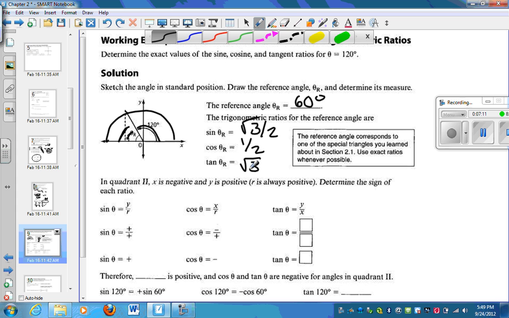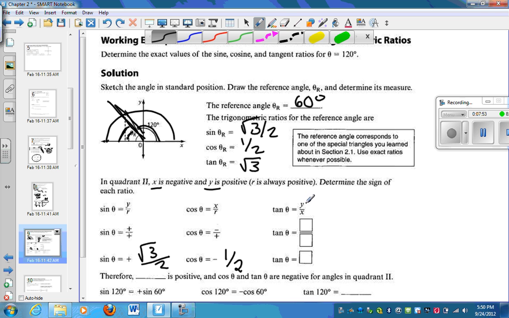Okay? In quadrant 2, x is negative and y is positive. Determine the sign of each ratio. Sine, we're going to have y over r, a positive over positive, so sine is going to stay positive: positive root 3 over 2. Cos, in this case, we have x over r. Our x is negative, so our cos is going to be negative. So we're going to take our reference angle, but we're going to make it negative. This is important. You always have to change because of where you are.